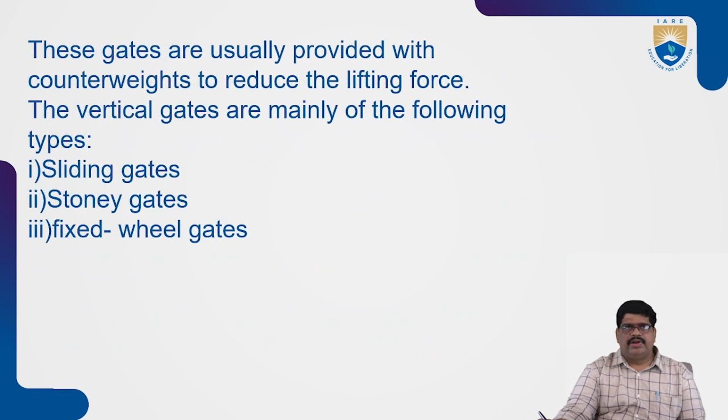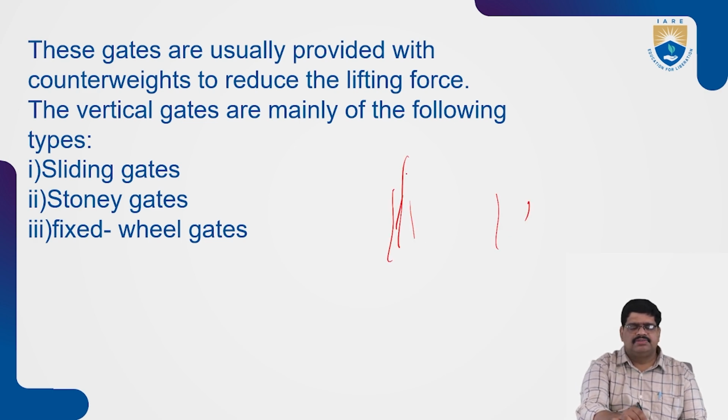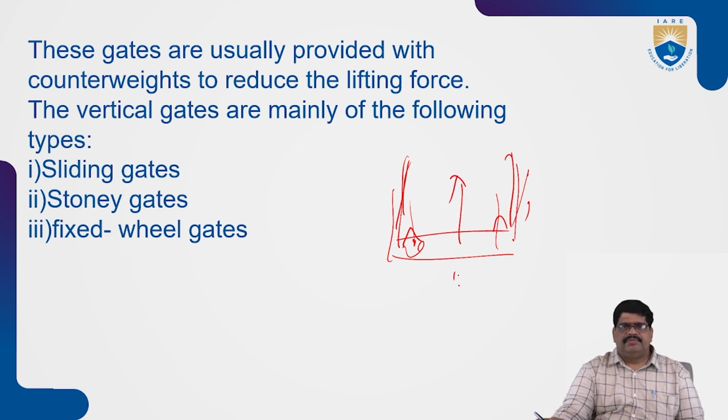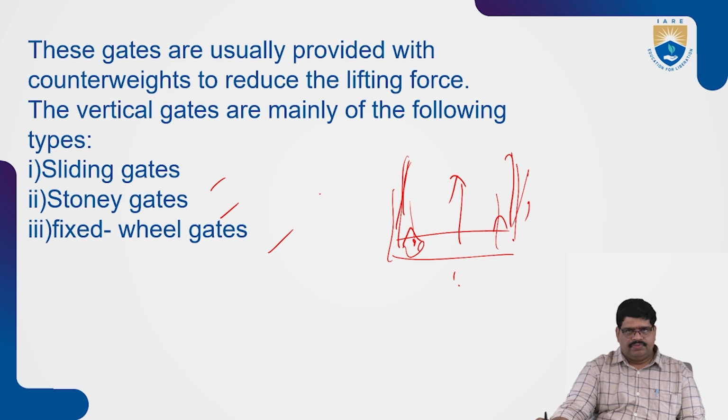Next, these gates are usually provided with counterweights. Let us see one best example: the Prakasam Barrage in Vijayawada is the best example where counterweights are provided for lifting the gates. They are connected at the sides with the grooves and also operated with huge chains, and cement concrete blocks are provided. The gates can be lifted according to the requirement of the operation of the gates. Next, these are the sliding gates, the stoney gates and fixed wheel gates.